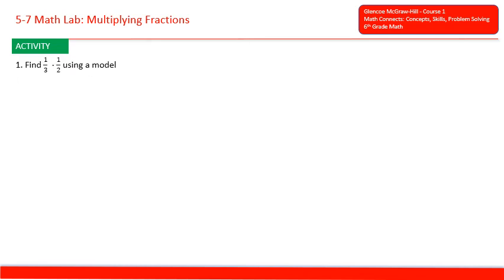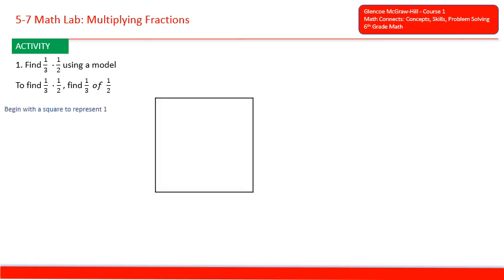Activity: find 1/3 times 1/2 using a model. To find 1/3 times 1/2, find 1/3 of 1/2, which, as we've discussed, of is multiplication. Begin with a square to represent 1 and shade half the square yellow. So we've divided this square into halves and we've shaded 1/2 yellow.